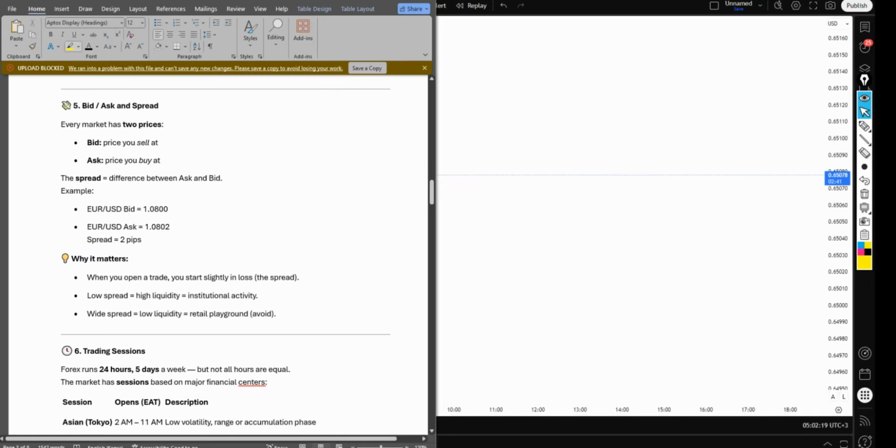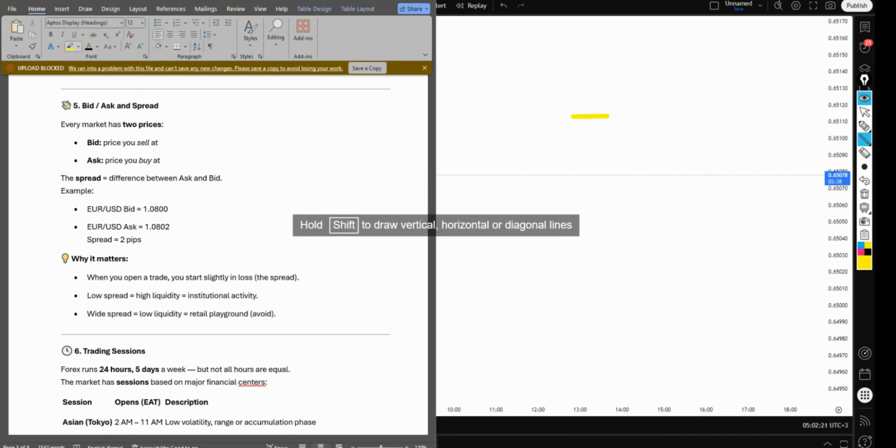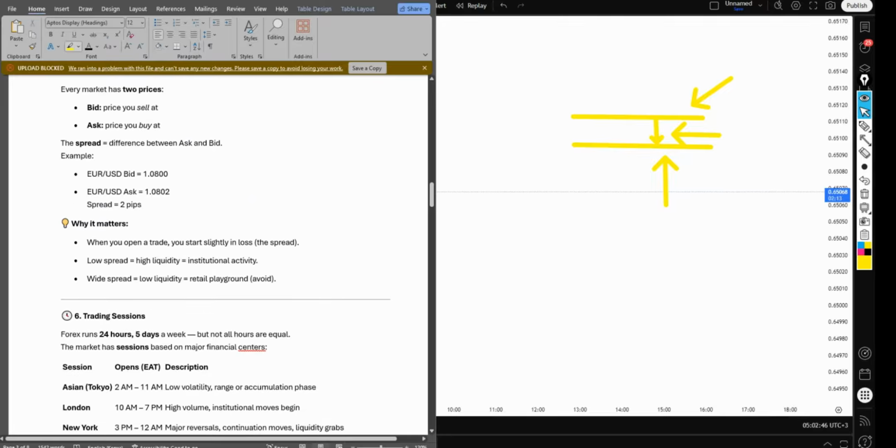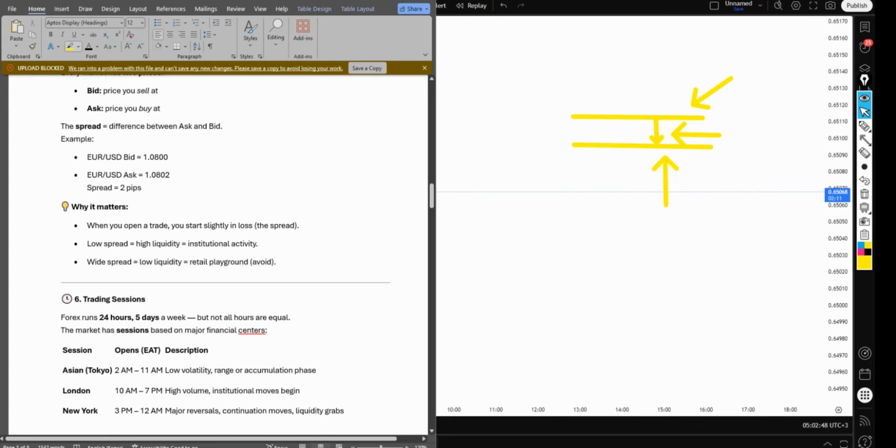Take it as something like this. Say price is moving there. The upper line is the bid, this is the bid line, and this is the ask line. The difference between the bid and the ask is what we refer to as the spread. Spread matters a lot when you're trading.